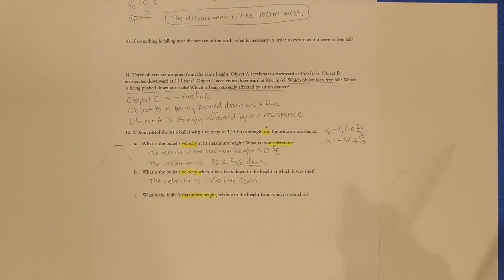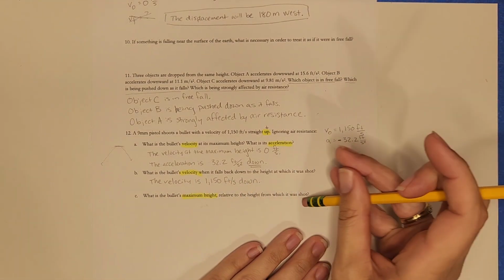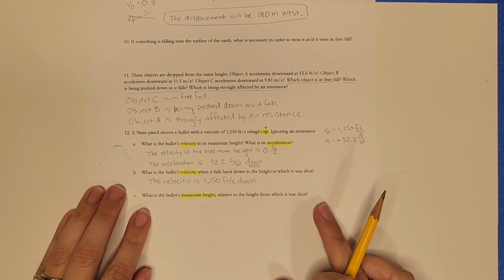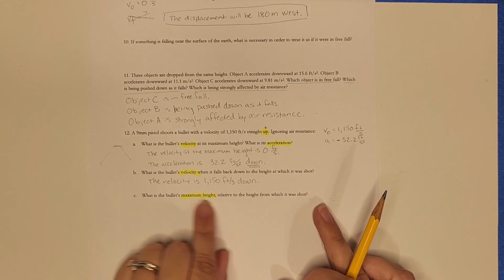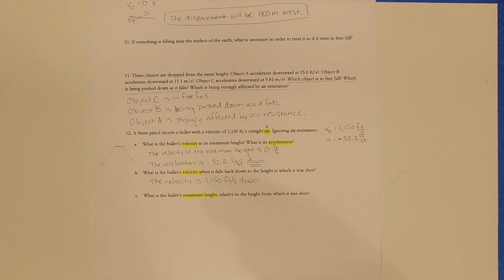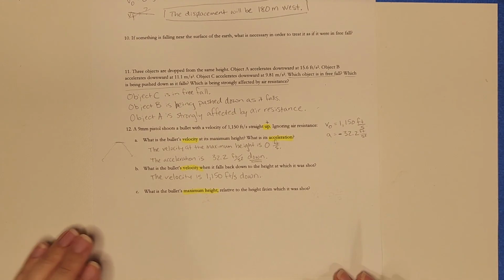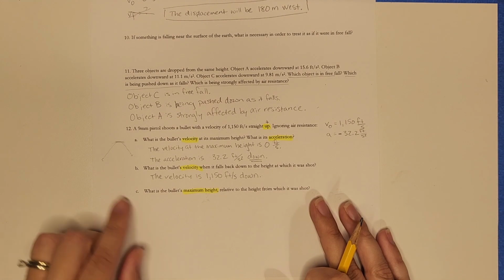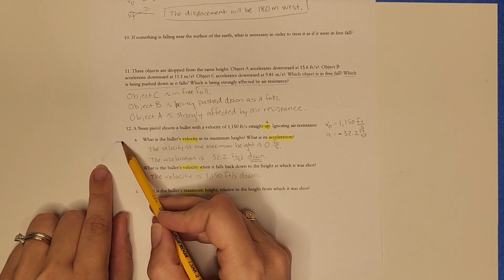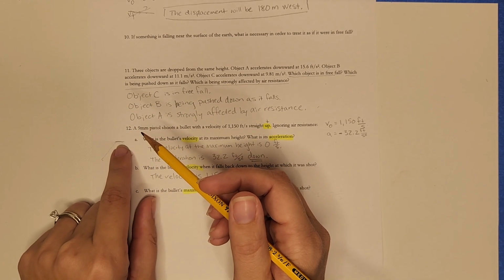Okay. So for question 12C, you'll forgive my edit because I have some of this highlighted already, but what is the bullet's maximum height relative to the height from which it was shot? Okay, so I have maximum height highlighted as a vector quantity because it's going to be up that we are referring to here. So let's think about what this looks like. Okay, let's go back to what I drew here. So the bullet is shot and the maximum height is right here, and then it's going down. So we're trying to determine what this height is right here.